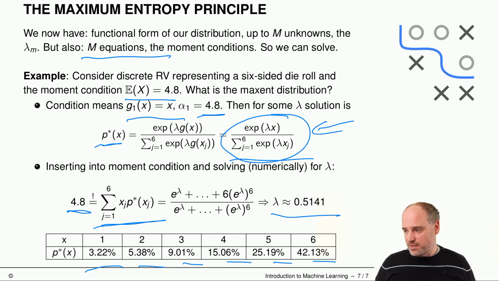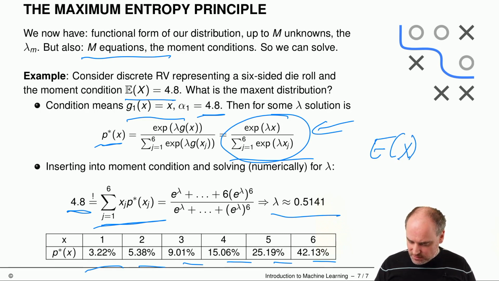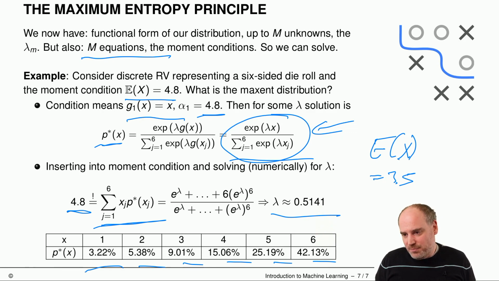Now, that's it. We could have also done this for a fair die. Then we would have assumed that E of x is 3.5. That would be the expectation of a fair die. And then you can very easily, without resorting to numerical optimization, see that this is solved with lambda equals 0, which gives you the uniform distribution with 1 divided by 6 as a probability for each event.